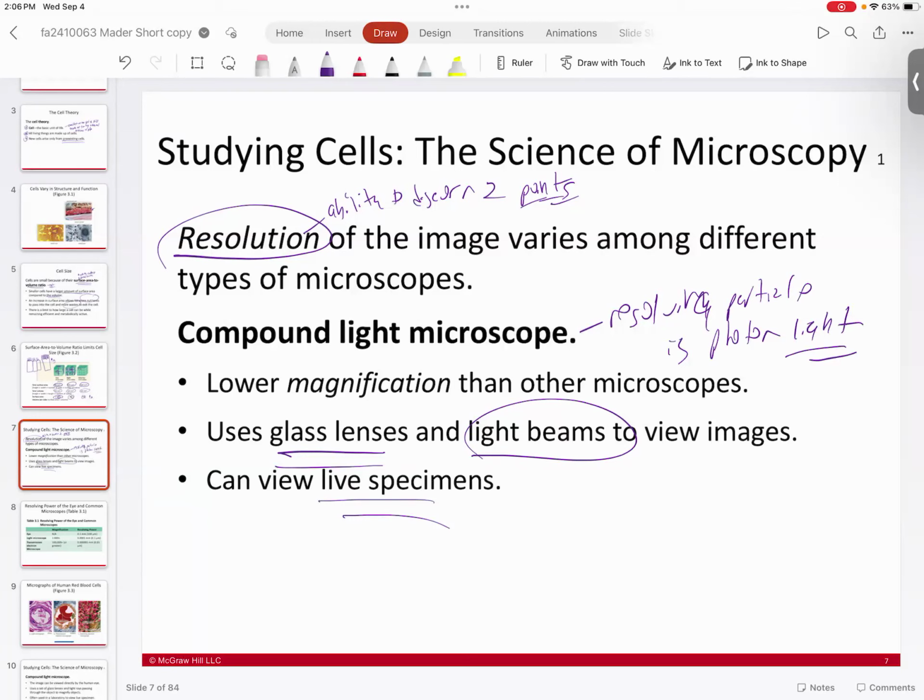And this will work as long as your sample is larger than your resolving particle. So for instance, here comes your photon. What's going to happen is the light's going to hit the sample and it's going to reflect off of the sample, and you're going to see it with the assistance of lenses.